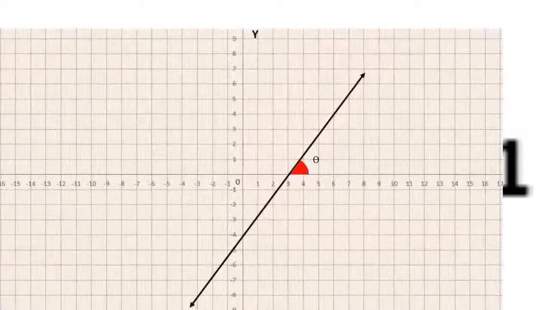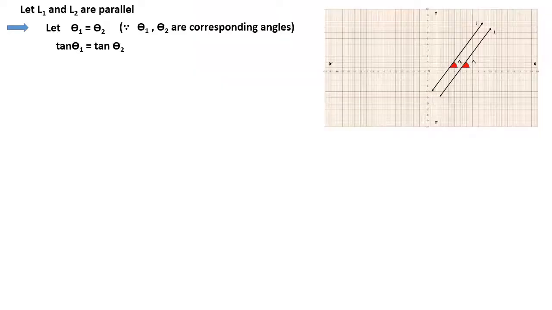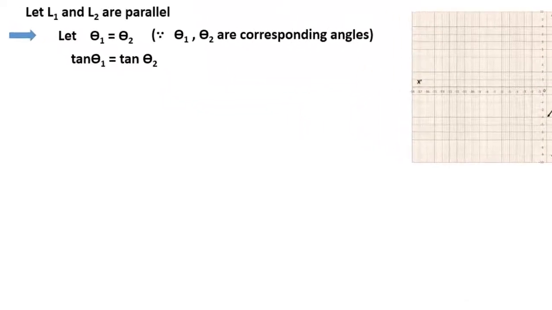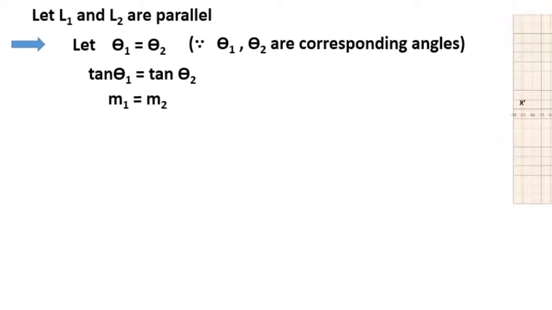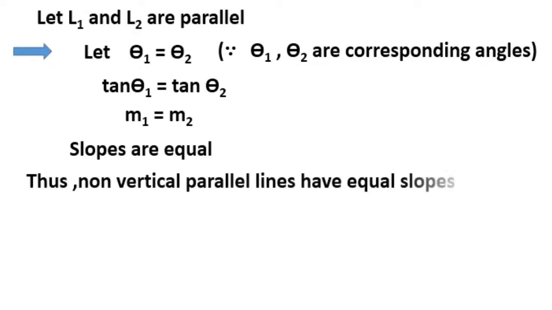Here, m is equal to tan theta, which represents the slope of the line. Since m1 is equal to m2, the slopes of the lines are equal. Thus, non-vertical parallel lines have equal slopes.